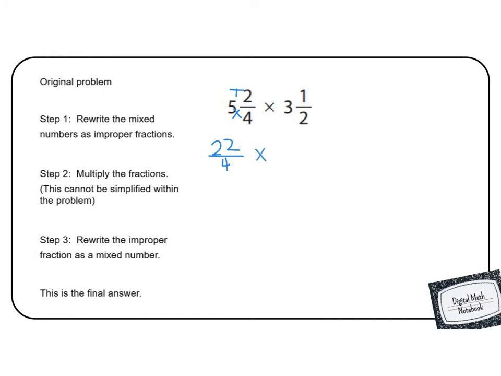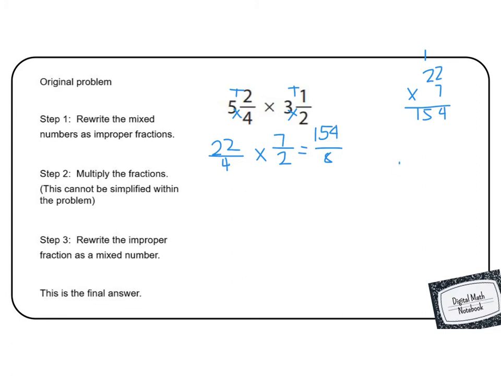Then we're going to do the same thing with our other mixed number. 3 times 2 is 6, plus 1 is 7. So we have 7/2. Now, our denominator is really easy. 4 times 2 is 8, but we might need to multiply off to the side to get our numerator. 22 times 7. 7 times 2 is 14, and 7 times 2 again is 14 plus 1 is 15, so we get 154. Now that's a big improper fraction, so our next step is that we need to simplify.